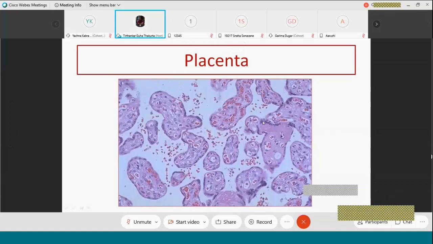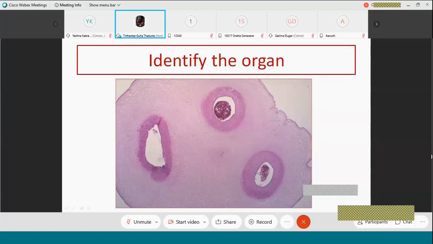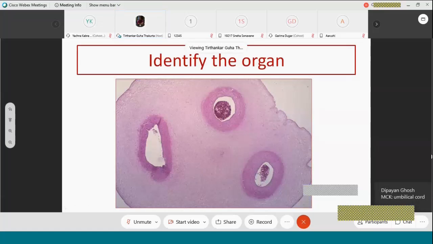This is very easy. Can you identify this pretty face? What does it represent? An organ with 3 round structures. 2 of them are stout, 1 of them is papular. Very good. So we are dealing here with the umbilical cord.